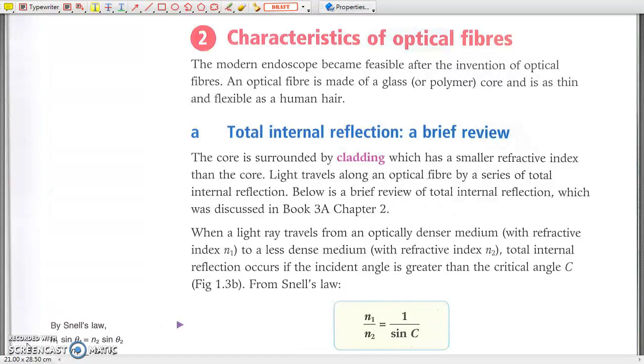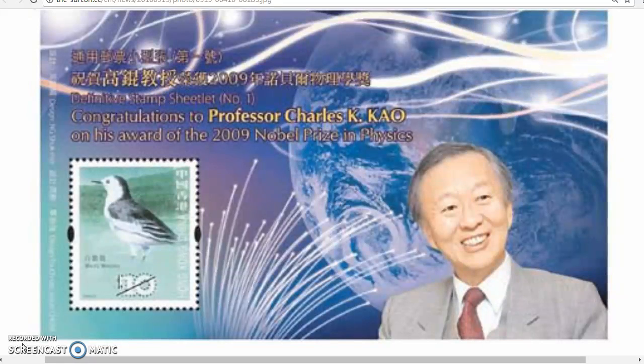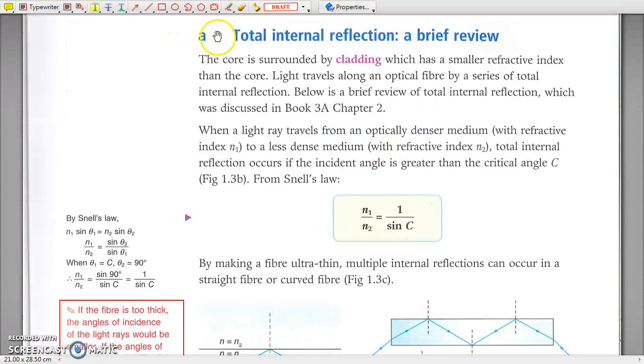2. Characteristics of optical fibers. Light transmits through an optical fiber by successive total internal reflections, which was the idea proposed by Dr. Charles Kao in the 1960s. Since then, Dr. Kao was known as the father of fiber optics. A. Total internal reflection. A brief review. You have learned that light travels through an optical fiber by successive total internal reflections.